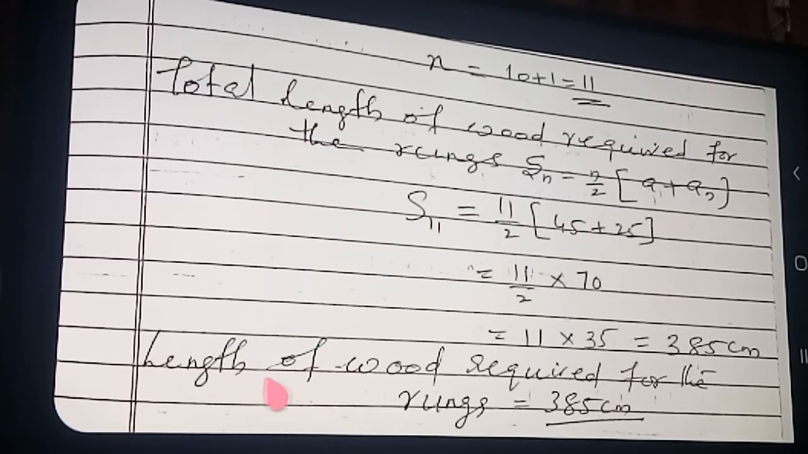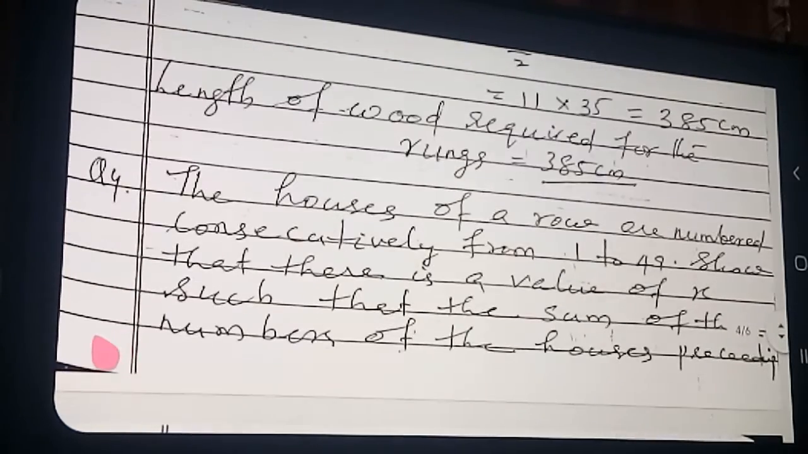Now we will move to the fourth sum. Fourth sum, listen properly. You want to make it clear. So read the question yourself.